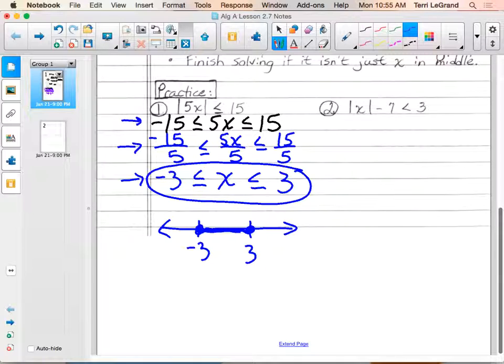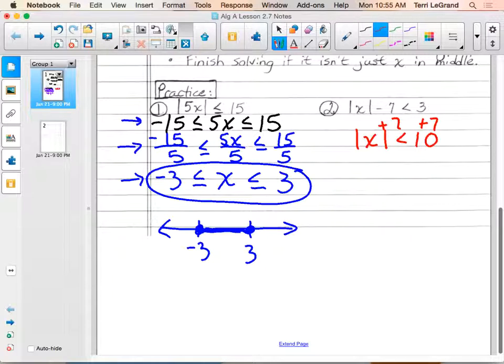Add 7 on those. Yeah, we can get that 7 out of there, don't we? We got to add 7 to both sides. So we have to get the absolute value expression by itself. So we're not ditching the absolute value bars yet. We are just getting rid of that 7 that's not part of the absolute value expression. Now the absolute value expression is by itself, and it says the absolute value of x is less than 10.